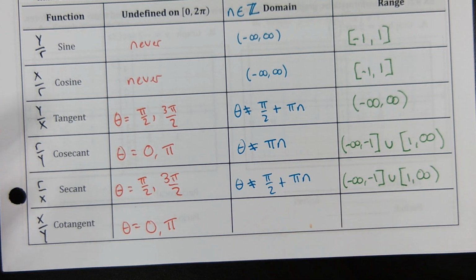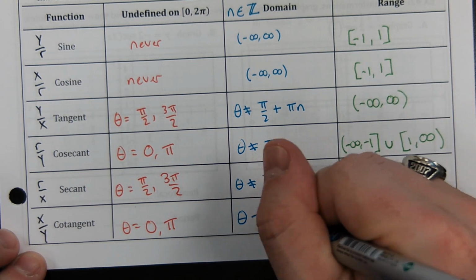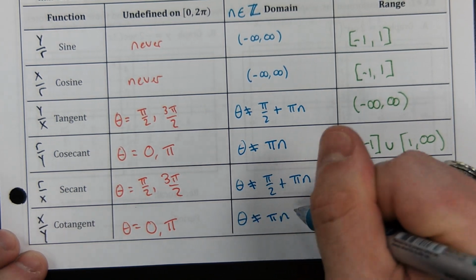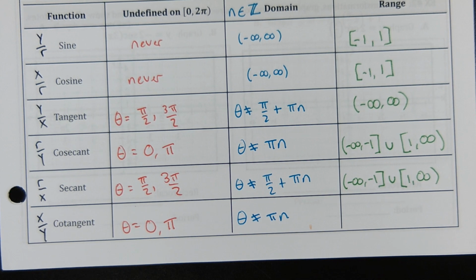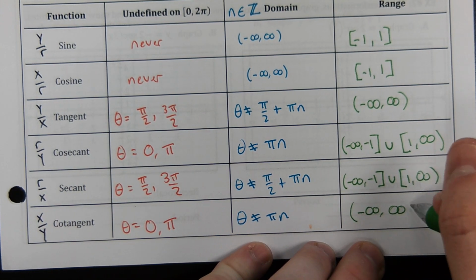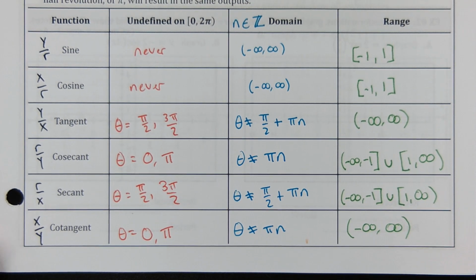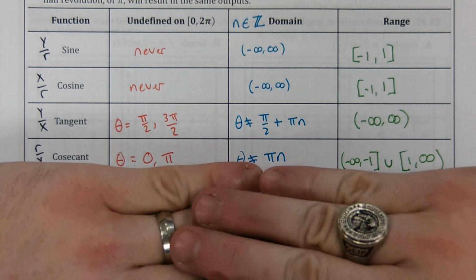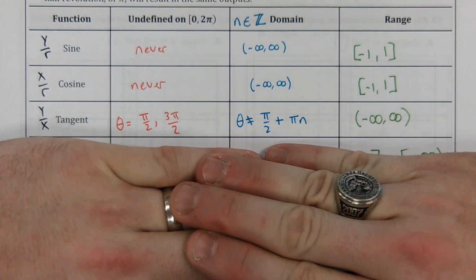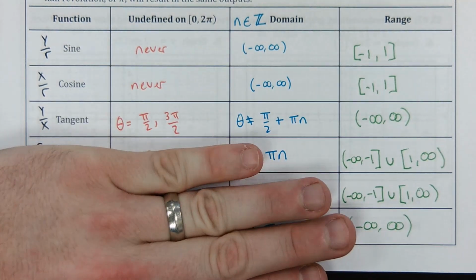So it's the same exact domain. Theta, the input, had better not be, what's on my paper, something orange, had better not be any whole multiples of pi. But just like tangent, cotangent's range is all real numbers. There. All kinds of fun on that table, huh? I know that stuff. That's what I know. And it's mostly because of that stuff.